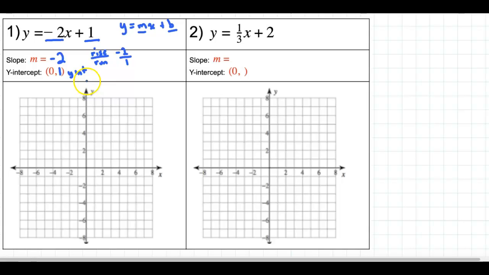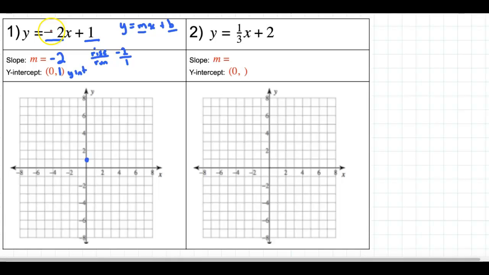Now you would have done this when you did the IXL exercise, and it's the same thing here, but we don't have that digital tool. So we're going to start by putting a point at the y-intercept. In this case it's at 1, right? And then I'm going to go ahead and do my rise before you run. Always rise before you run.